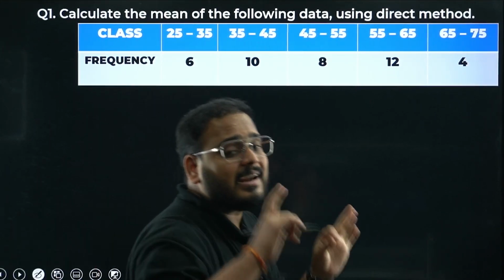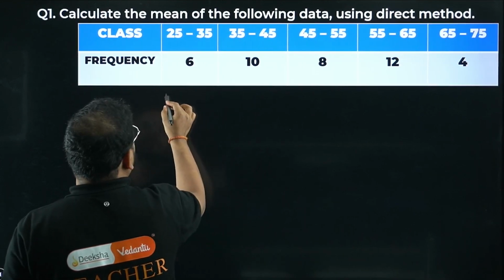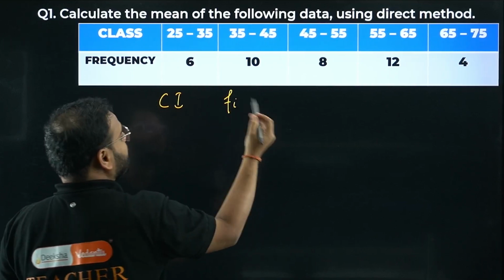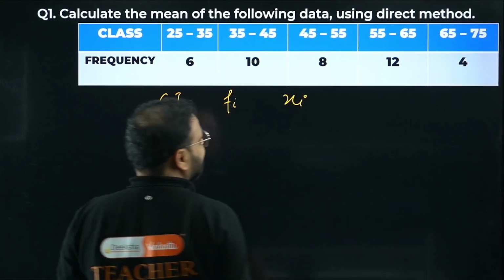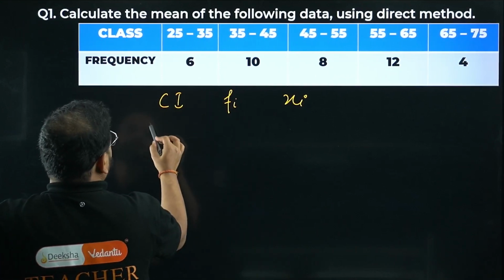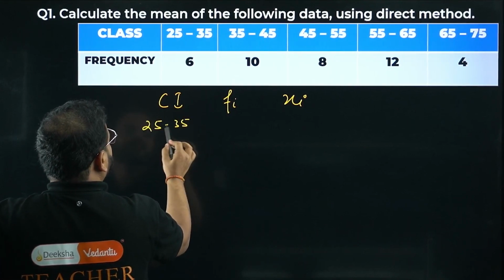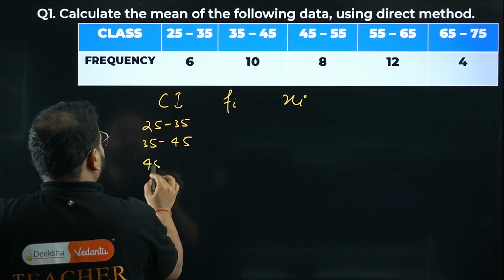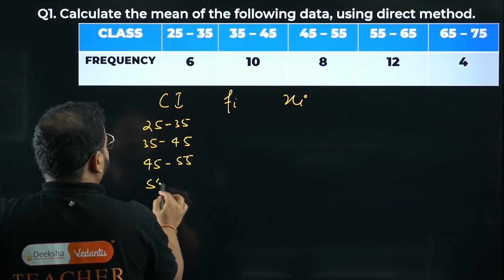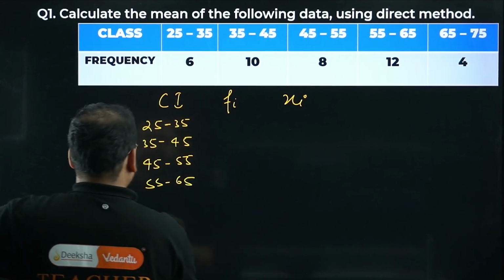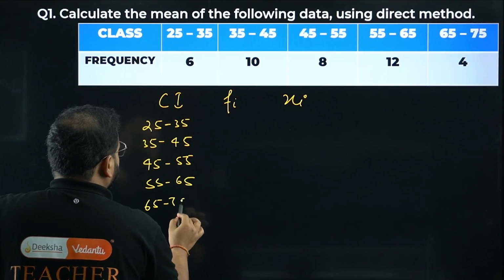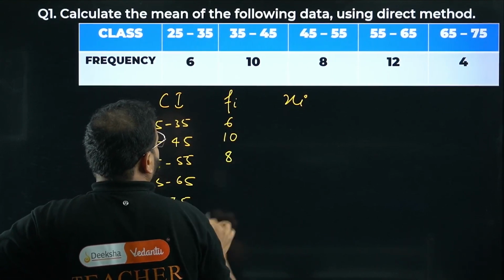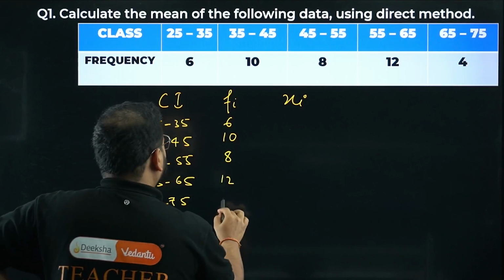Mean we have to find out. What is the first thing? Write the table. The table is given with class interval and frequency. So fi we will write, and we have to find the xi, the class mark. 25 to 35. Next is 35 to 45, 45 to 55, 55 to 65. Is it over? No, one last is there, 65 to 75. Great. Frequency we have here 6, 10, 8, 12 and 4.